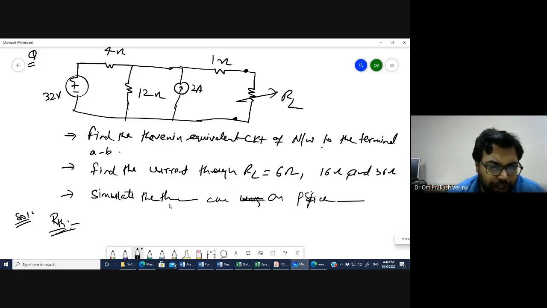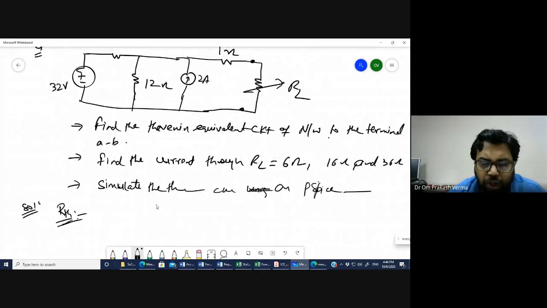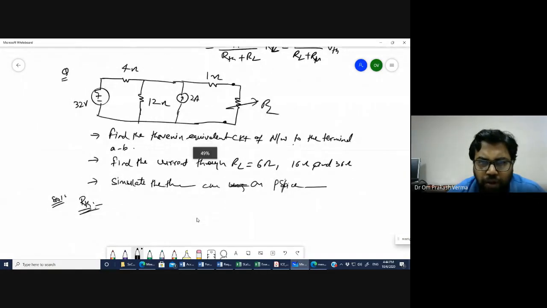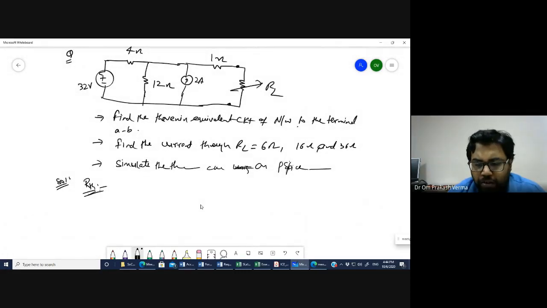So at the time of evaluation of RTH, how do you calculate? First of all, you have to open the circuit at the terminals A and B. At the time of RTH, all the voltage sources you have to short circuit, and the current sources you have to open circuit.